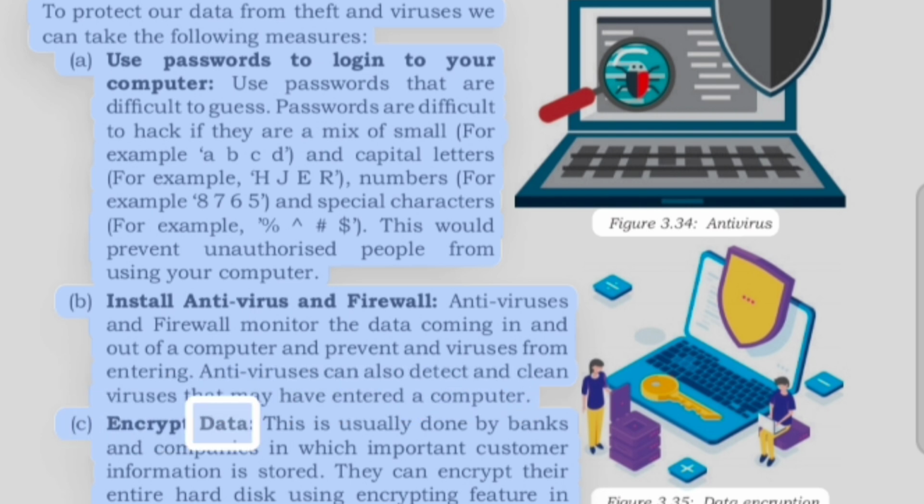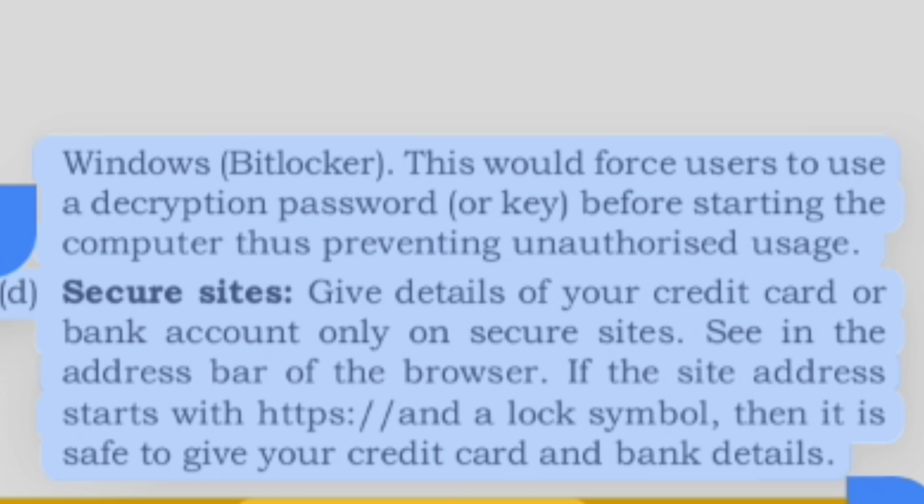C. Encrypt data. This is usually done by banks and companies in which important customer information is stored. They can encrypt their entire hard disk using the encrypting feature in Windows, BitLocker. This would force users to use a decryption password, or key, before starting the computer, thus preventing unauthorized usage. D. Secure sites. Give details of your credit card or bank account only on secure sites. See in the address bar of the browser. If the site address starts with https:// and a lock symbol, then it is safe to give your credit card and bank details.